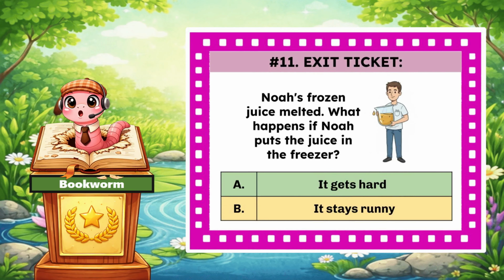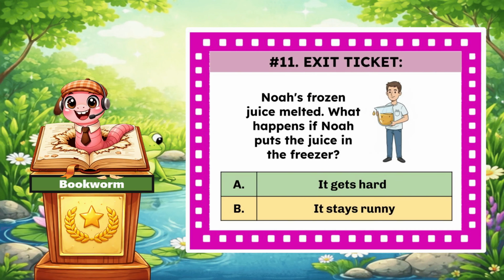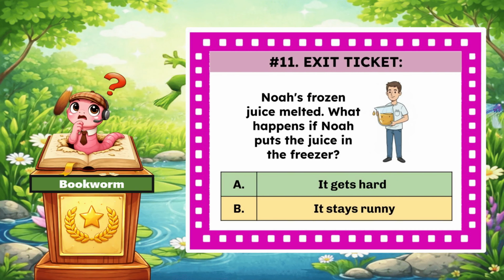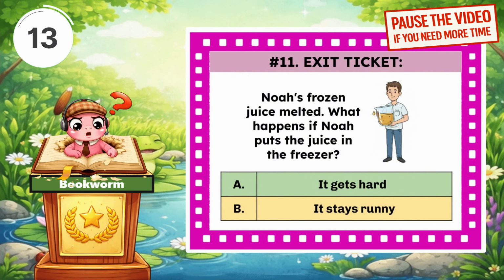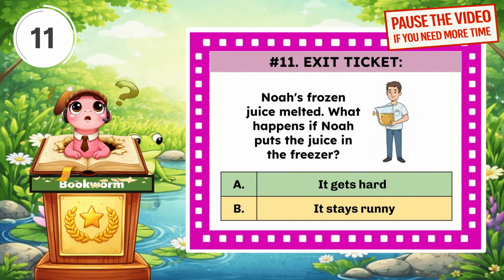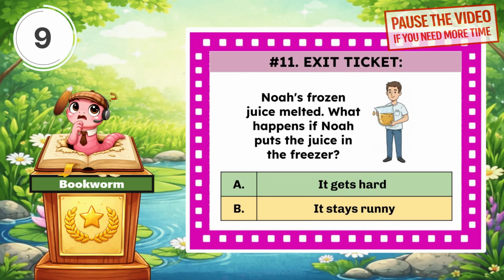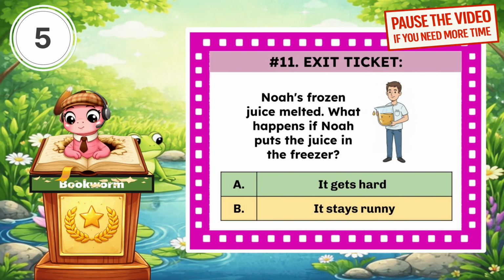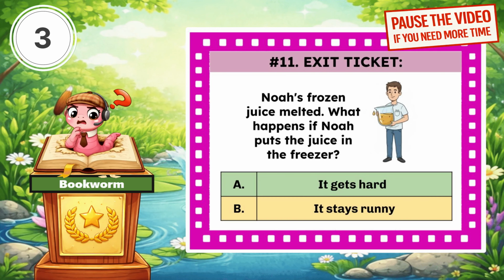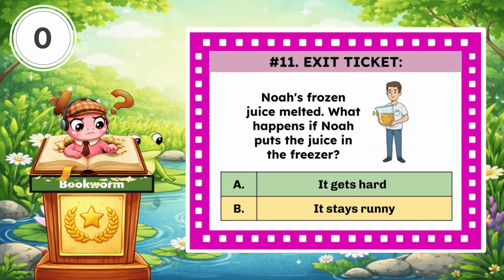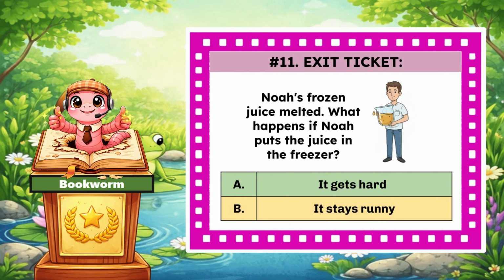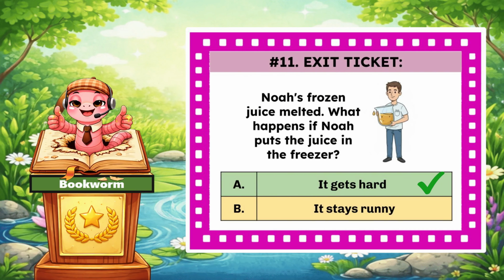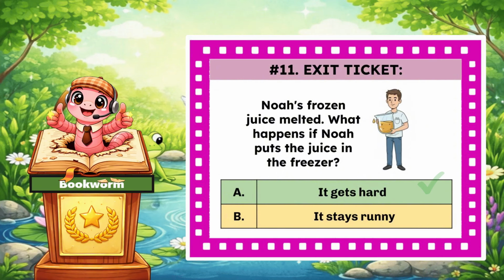Noah's frozen juice melted. What happens if Noah puts the juice in the freezer? And the correct answer is letter A, it gets hard.